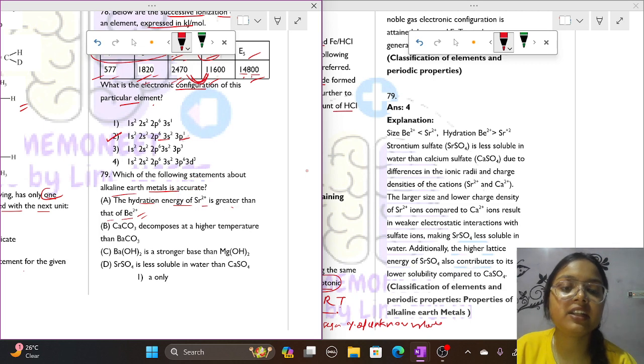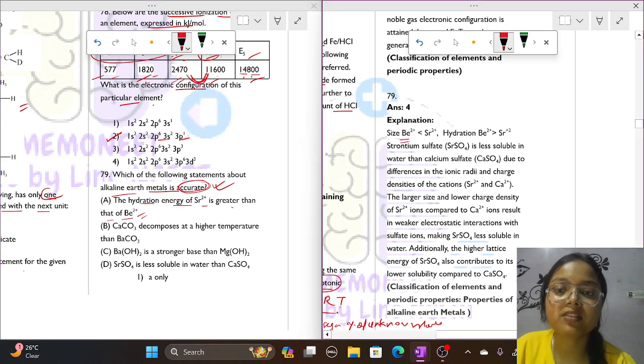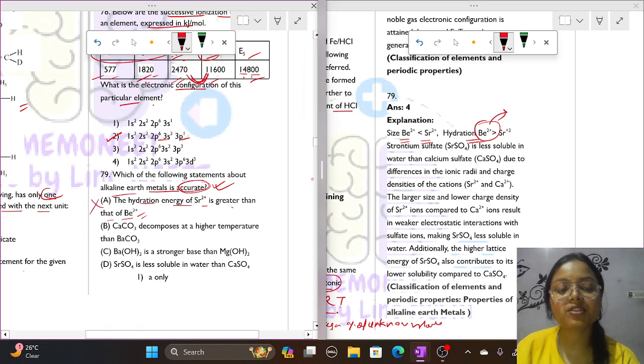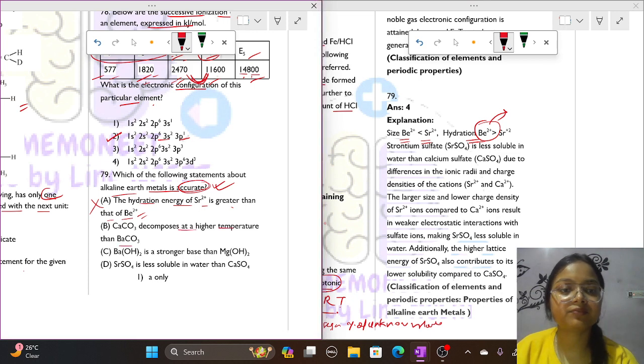Accurate is asked, which means we have to find the correct option. The size of Be+2 is less than the size of Sr+2, which means that hydration energy of Be+2 is greater. But in the option it is written that it is less than Sr+2. This is the incorrect option. Then, CaCO3 decomposes at a higher temperature than BaCO3.